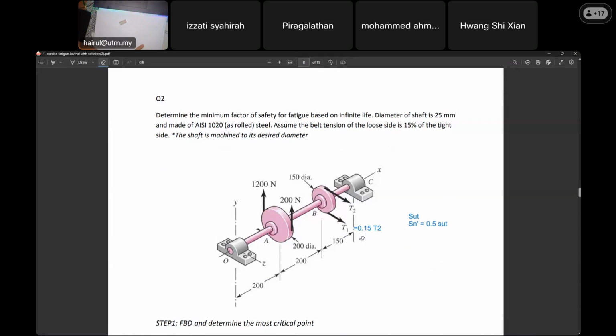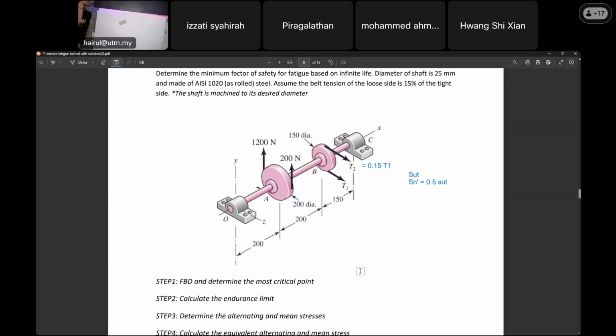How do I erase this? Can I scribble over it, I can't erase this for a moment. Oh, this is text. Okay, sorry. T2 is 0.15 T1. Right, class?